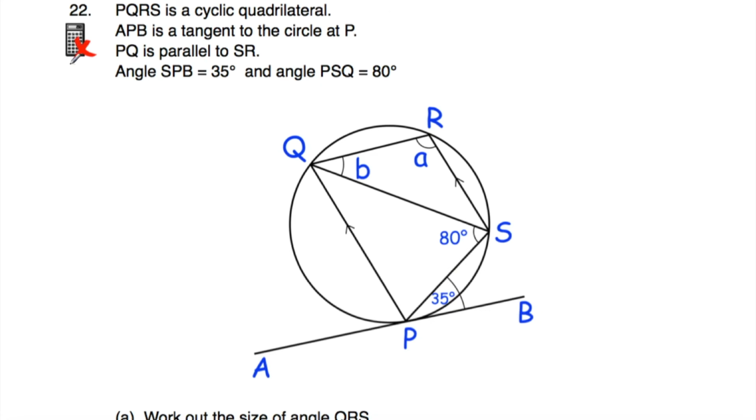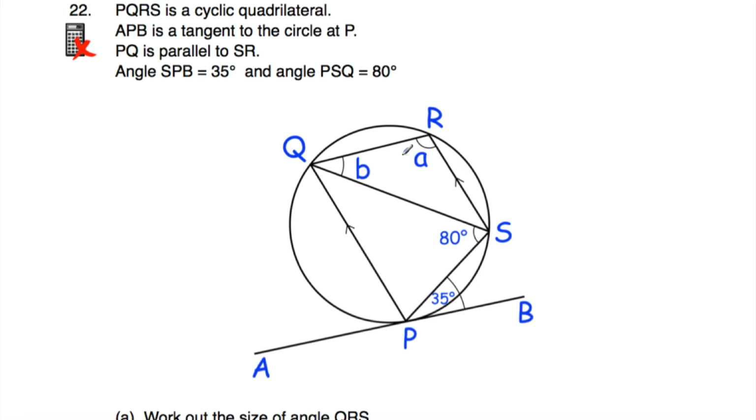Okay, let's have a look at our next question, question number 22. So question number 22, we're told that PQRS is a cyclic quadrilateral. We're told that APB is a tangent to the circle at P. We're told that PQ is parallel to RS, so this line is parallel to this line. You can see that with the arrows.